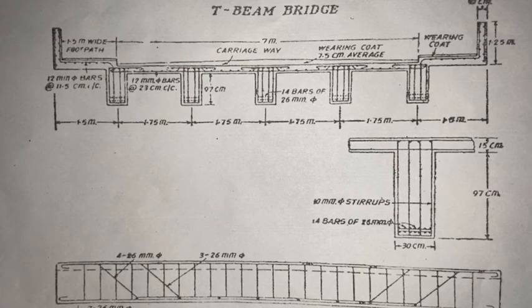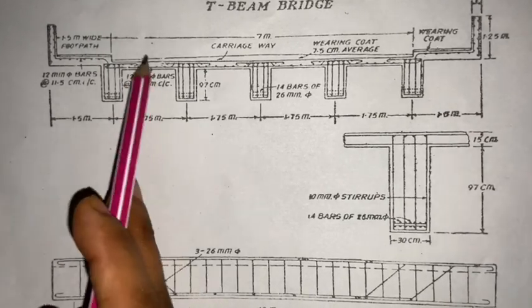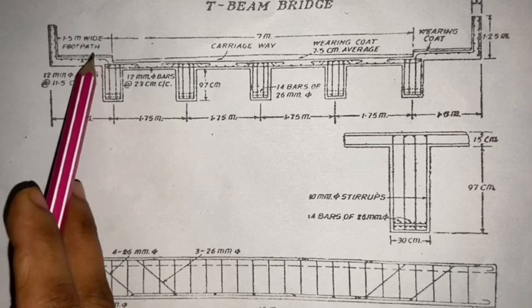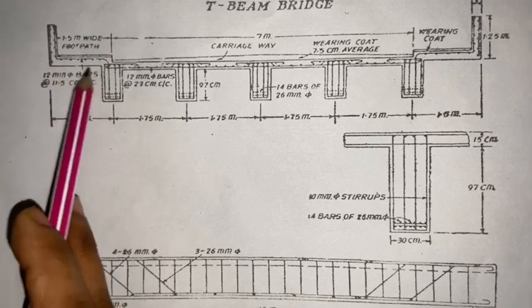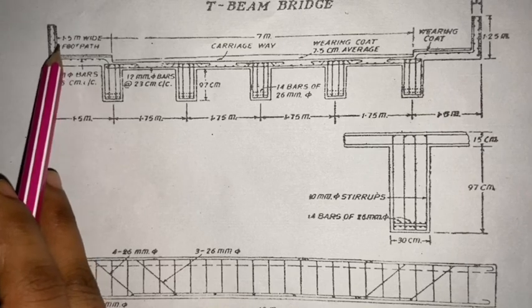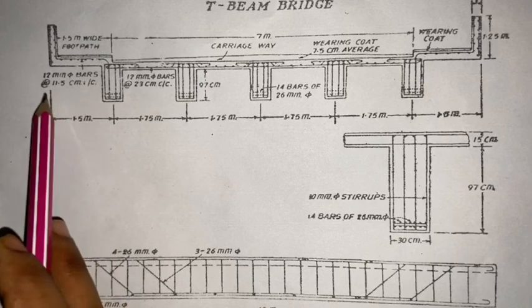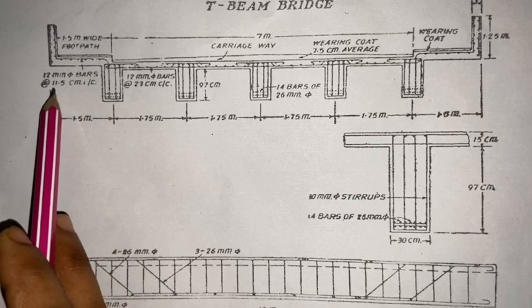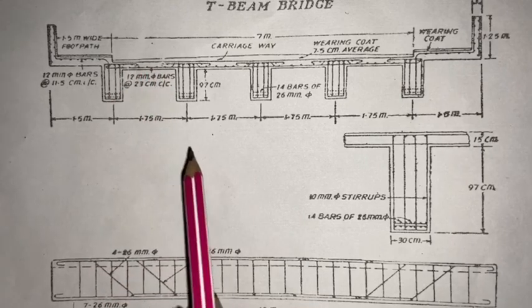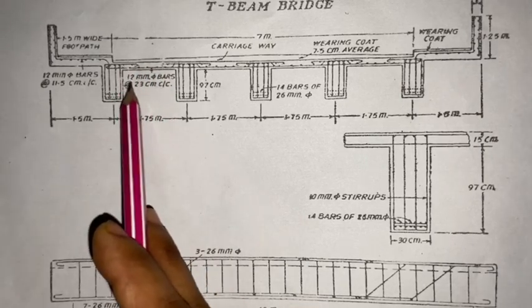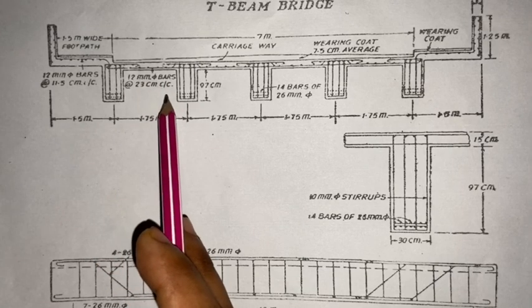This is the whole process while we design the T-beam bridges. We have designed the slab, the deck slab, we have designed the footpath slab, and we will provide reinforcement as we have designed. For the footpath we have provided 1.5 meter width and 12 mm dia bars at the rate of 11.5 centimeter distance to distance, and for the slab we have 12 mm dia bars at the rate of 23 centimeter center to center distance.